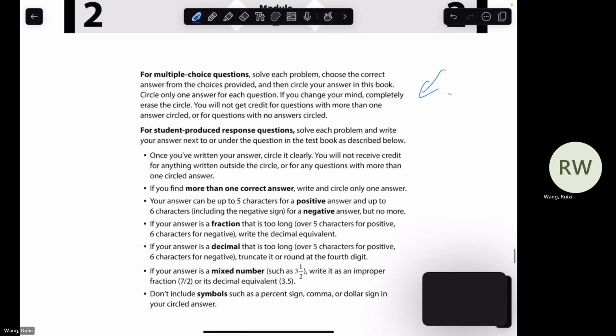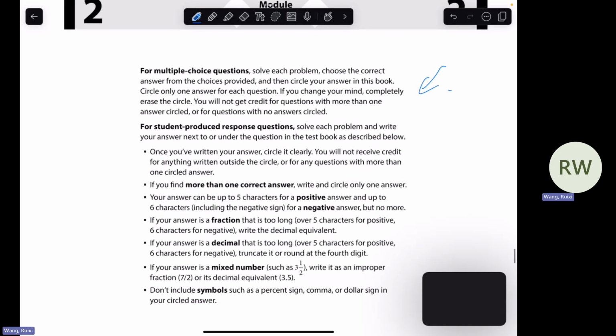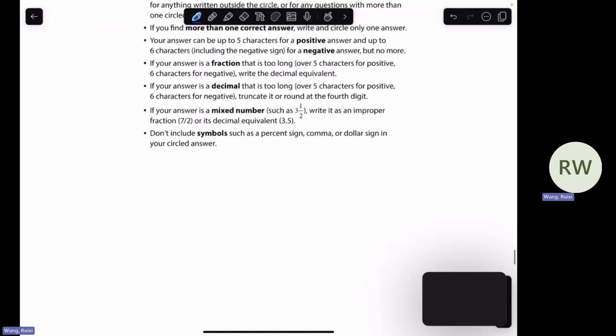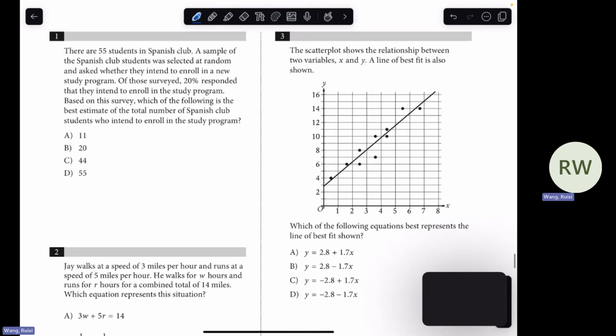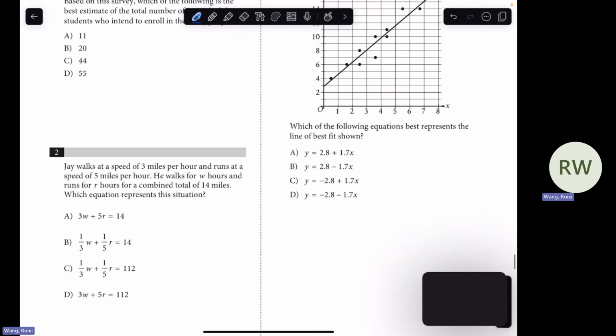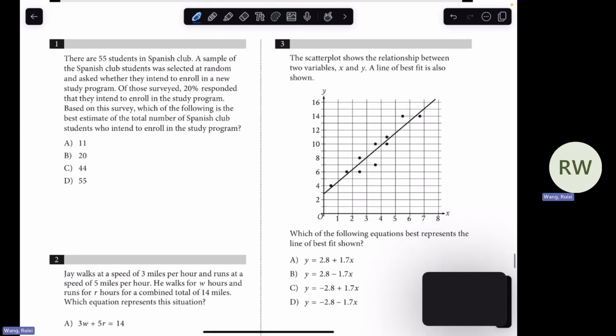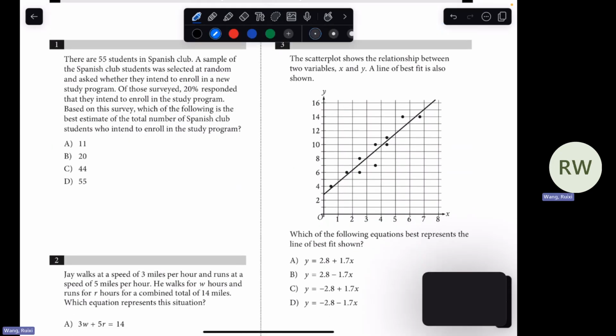The expectations for the student produced response questions, right? So the pre-response, okay? All right, so the first one again is a word problem. You want to make sure you answer it fast, okay? Read it fast and read it accurately and then answer it, okay?